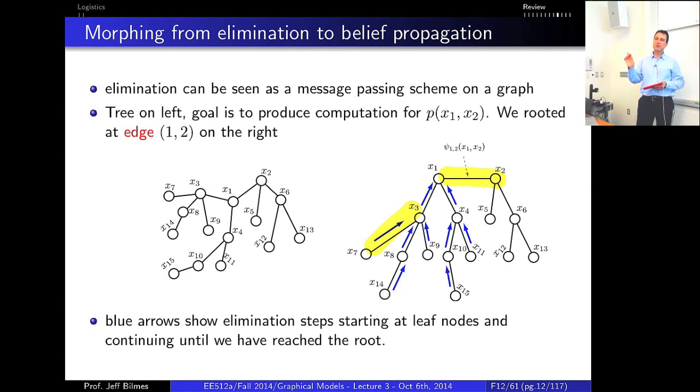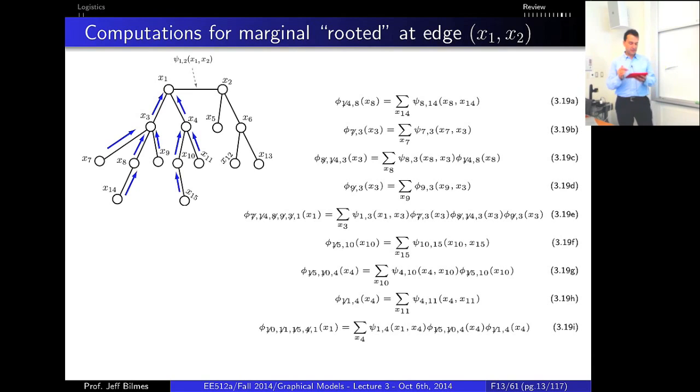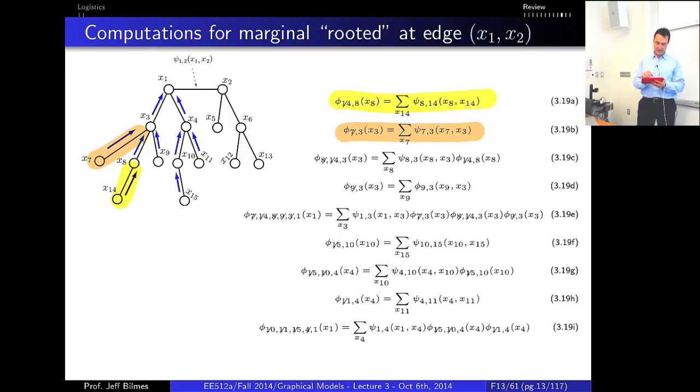The reason being that we're interested in that marginal, and so everything is we're eliminating towards that edge, x1, x2. And so when we start doing this elimination step, we can see this as a set of messages. This would be an ordering that we would do. And we saw that also last time, that each one of these little elimination steps, like x14, corresponds to this elimination step, and maybe x7 corresponds to this elimination step.